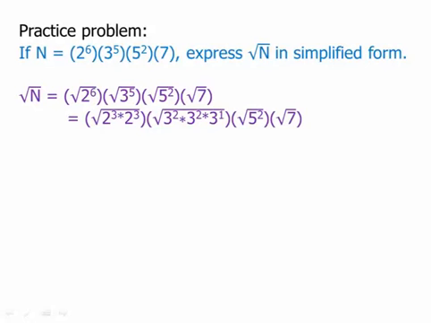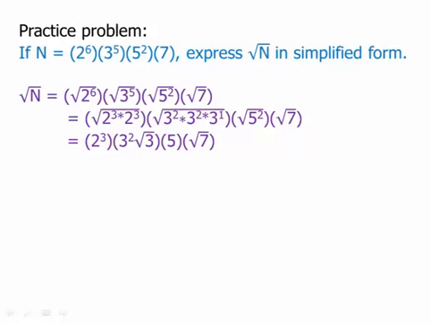3 to the fifth is not even, so I'm going to write that as 3 squared times 3 squared times 3 to the first. So at least there's a square in there. The 5 squared, that's already a square. Square root of 7, we can't do anything with that. So the first term is going to simplify. The square root of 2 to the third times 2 to the third is just 2 to the third. The next one is going to simplify to 3 squared times the square root of 3. The square root of 5 squared is 5, and then radical 7, we're just stuck with that. We have to keep that as is.